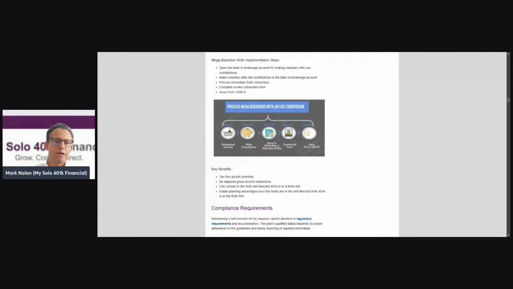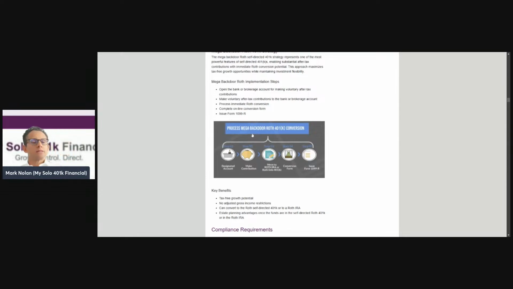Then you'll fill out our online conversion form so we collect the necessary information to process that reporting. And the final step is where we issue the Form 1099-R to the government to report that non-taxable conversion.